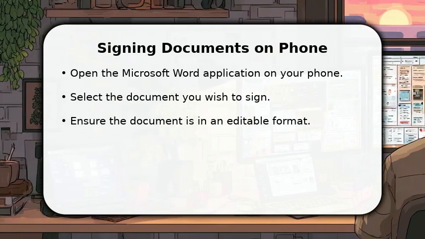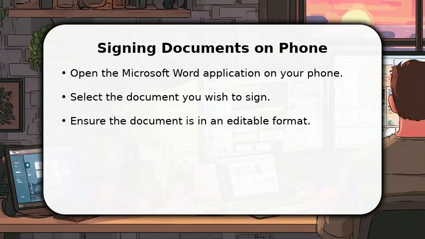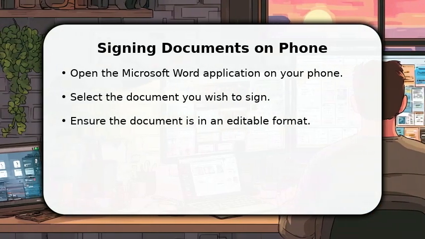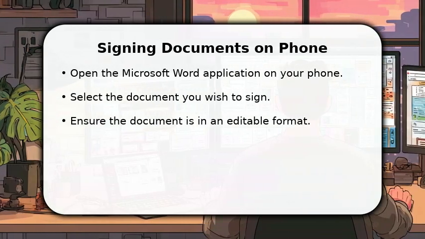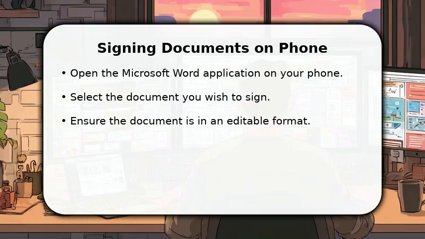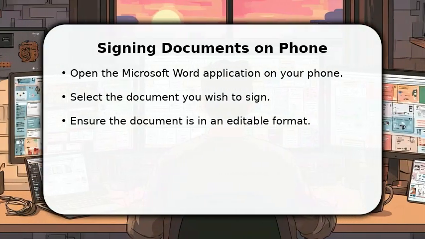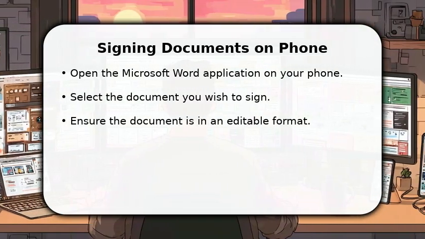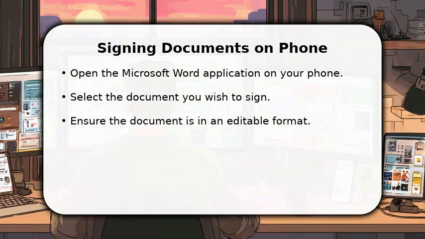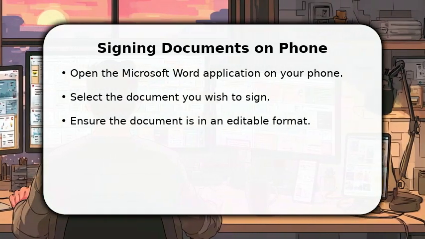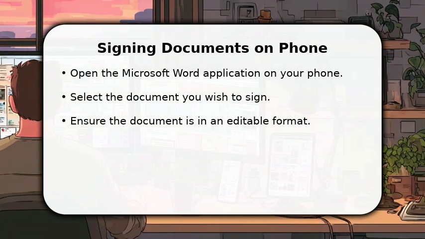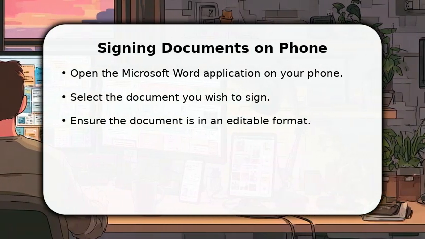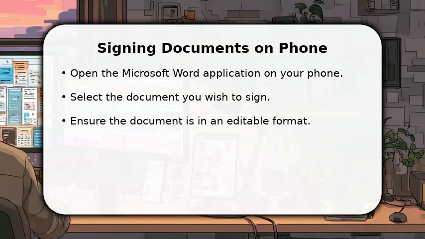Enjoy the video. In this video, I will show you how to sign a document in Word on your phone. First, open the Microsoft Word application on your mobile device. Navigate to and select the specific document you need to sign. Make sure the document is in an editable format, not read-only, so you can make changes. This initial step is crucial for a smooth signing process, setting the stage for adding your signature digitally.